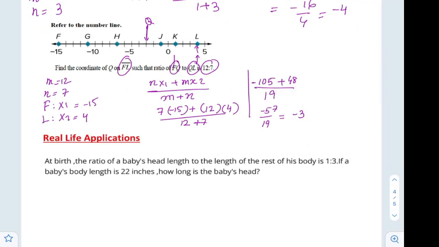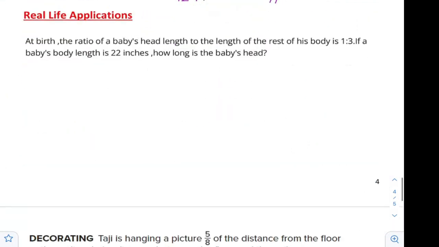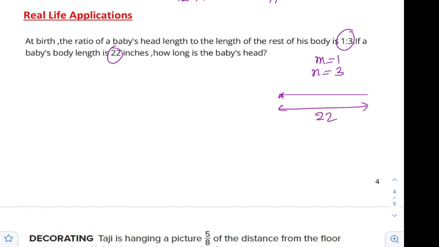Perfect. Let's go to a real life application. At birth, the ratio of a baby's head length to the length of the rest of the body is 1 to 3. So this is M and this is N. Since it's a ratio, we apply directly. The baby's body length is 22 inches. Now, x1 and x2 are not given, but the total length is. So what shall we do? We can assume that the first point is 0 and the last point is 22, which is the length of the body. If you don't have a starting point, then you assume the first is 0.